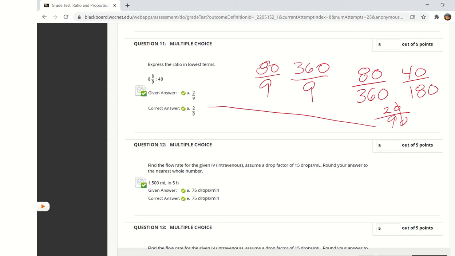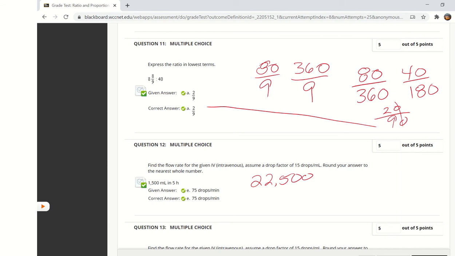Find the flow rate for the given IV. Assume the drop factor is 15 drops per milliliter. And so we need to do the math here first. When we're converting, we're finding drops per minute, but the given information is in milliliters per hour. We need to multiply the drops. Since there's 15 drops for each milliliter, we're going to multiply 15 times 1500, and that gives us 22,500. That's how many drops are in the total volume.